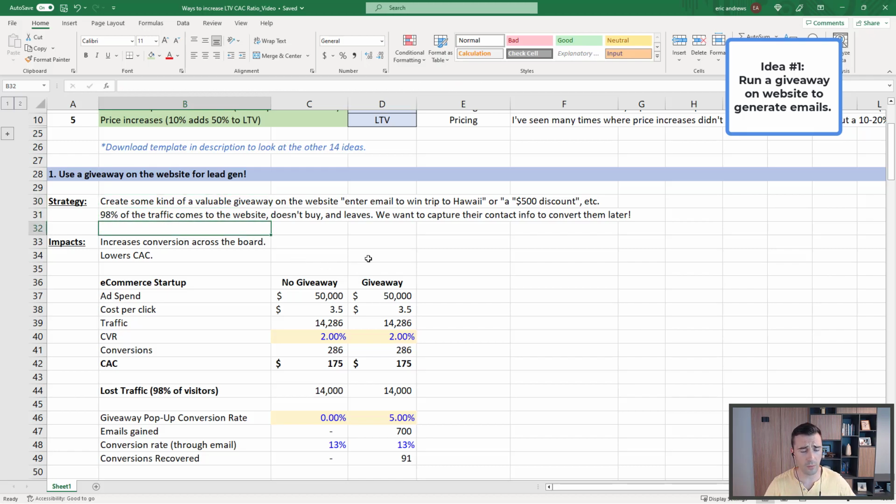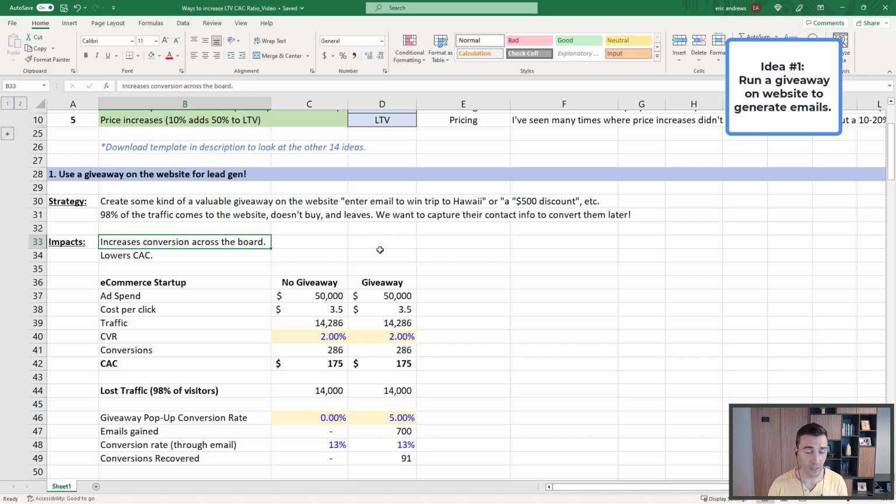The reason we want to do this is especially if we're paying for traffic, it could be $3.50 a click. Well, only 2% of that traffic is going to convert and we're going to capture their email. The 98% of the traffic that doesn't convert just leaves the website, but we paid a lot of money to get each person to visit the website. They leave, we don't capture their information. And so we want to capture more of their information if we can to try to convert them later.